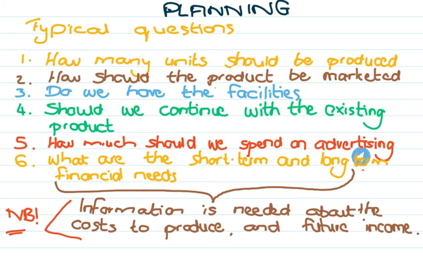What are the short-term and long-term financial needs? So you must know how much cash, how much funding do I need? How will I get funding in the short term? How will I get funding in the long term? So these are all questions that you may ask. There's a lot more, but just to give you an idea of what the cost accountant will do. Now, all this information is needed to determine the cost to produce and also to determine your future income. If you ask how many units should be produced, then you are determining future income.